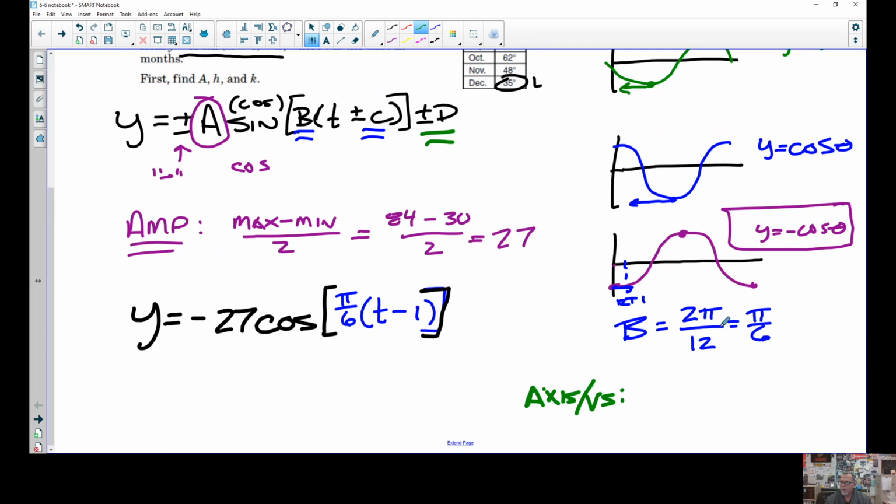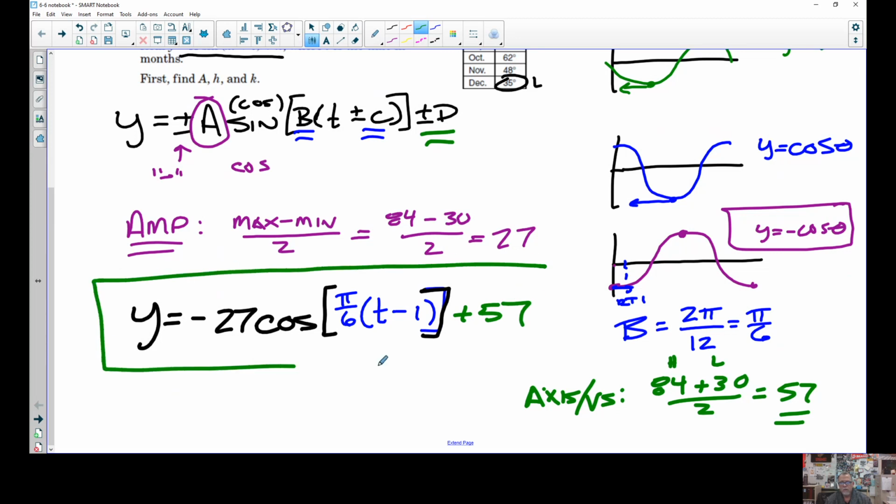So isn't that the average of the max and the min? It has to be. So we're going to use 84 plus 30 divided by 2. That gives us the average of our high and our low, high plus low divided by 2. And that's 114, not what I said up there. This is 114, which divided by 2 is 57. So this number is 57, and it's a positive 57, so we put plus 57. And we have our function.